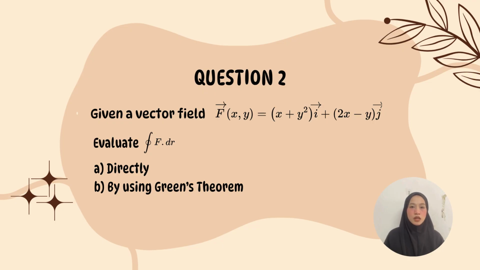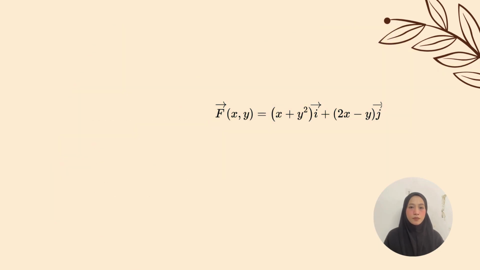Green's theorem allows us to convert the line integral around a closed curve into a double integral over the region D. The formula is the double integral of (dQ/dx − dP/dy) dA, where P is the i component and Q is the j component. By comparing both methods, you can verify that the results are the same.